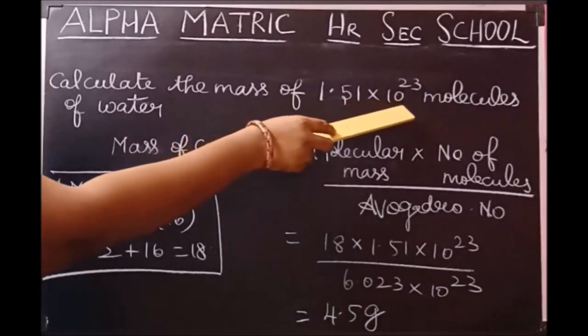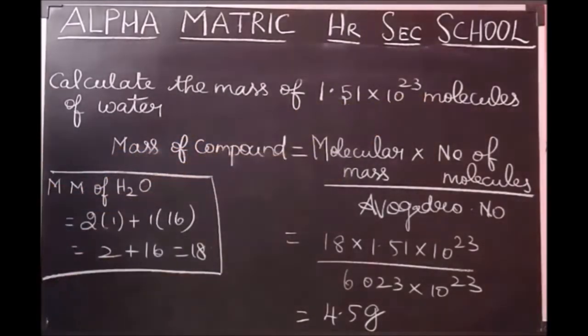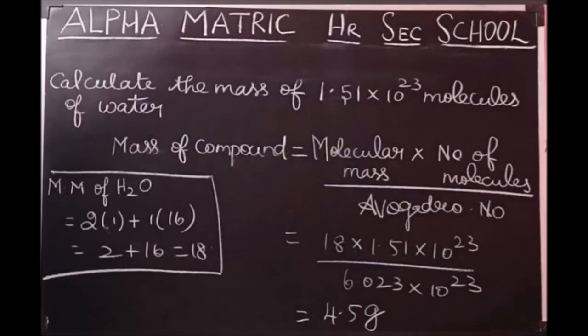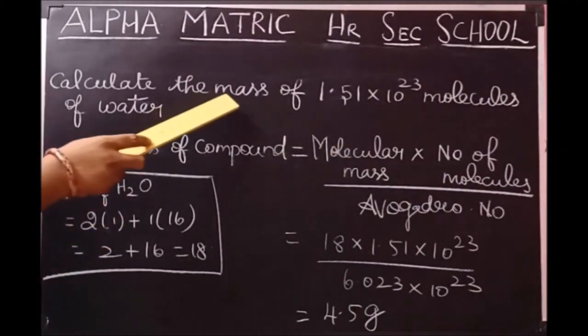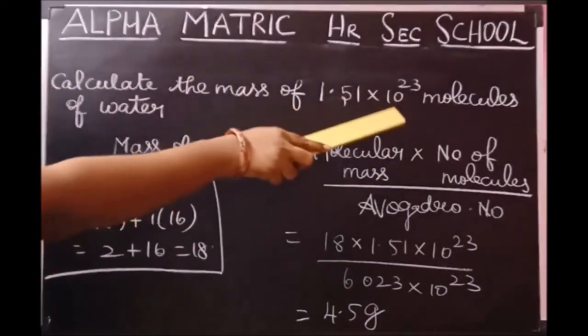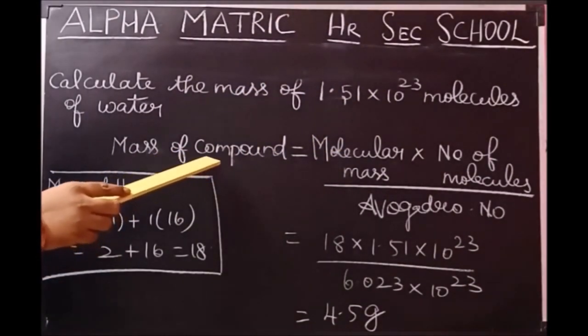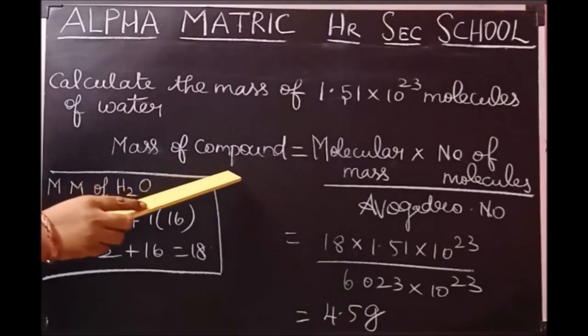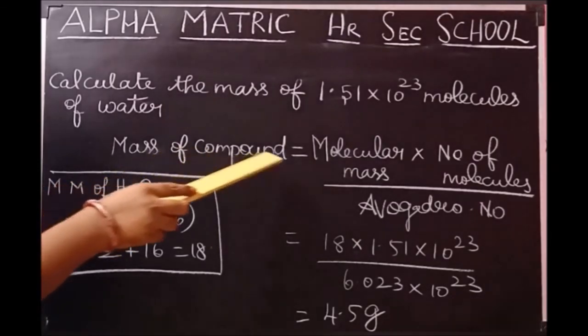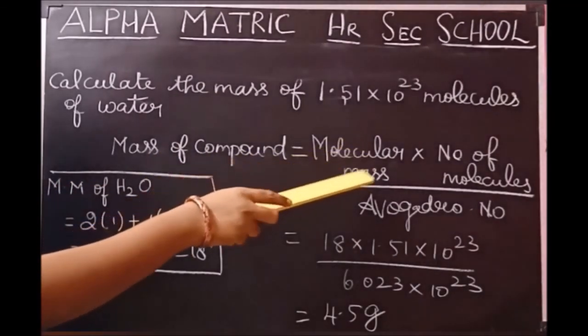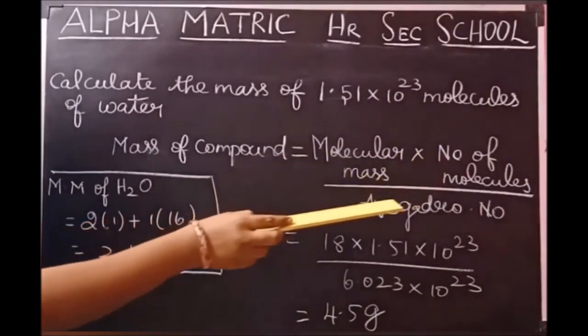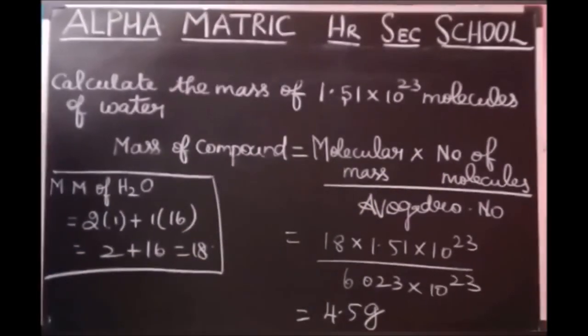What is given? 1.51 into 10 power 23 molecules. Number of molecules is given. You have to calculate the mass. If number of molecules is given, the mass of compound can be determined by using this formula: mass of compound equal to molecular mass into number of molecules by Avogadro number.